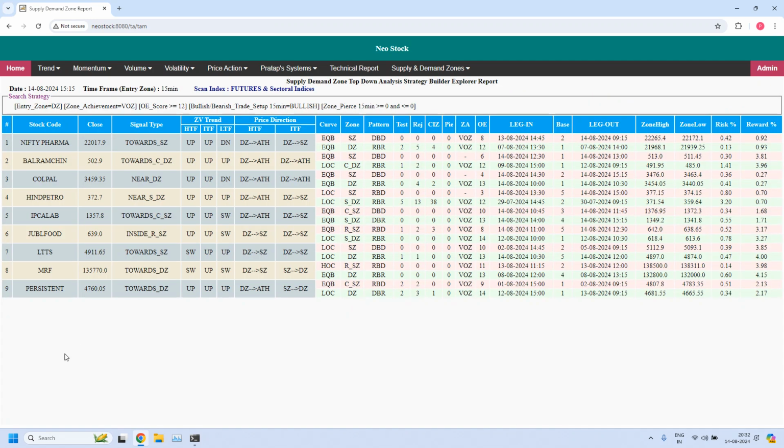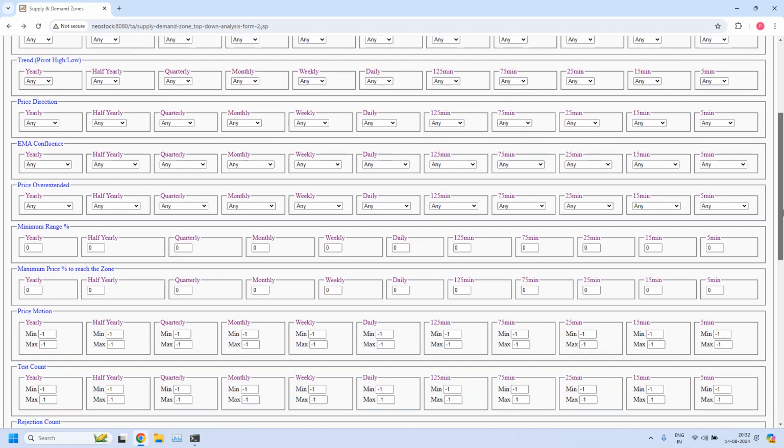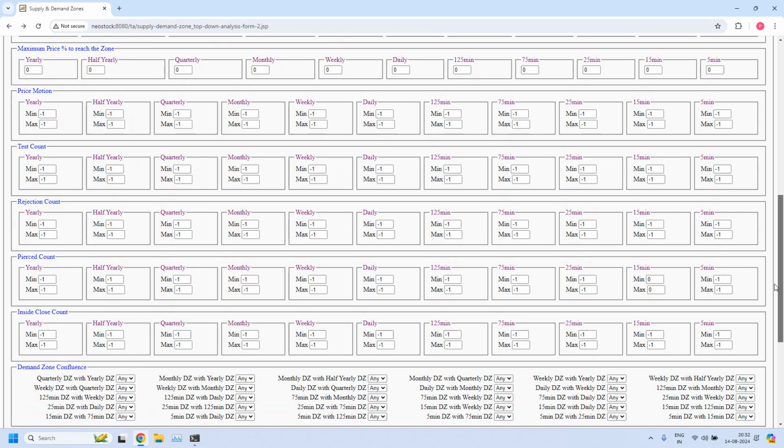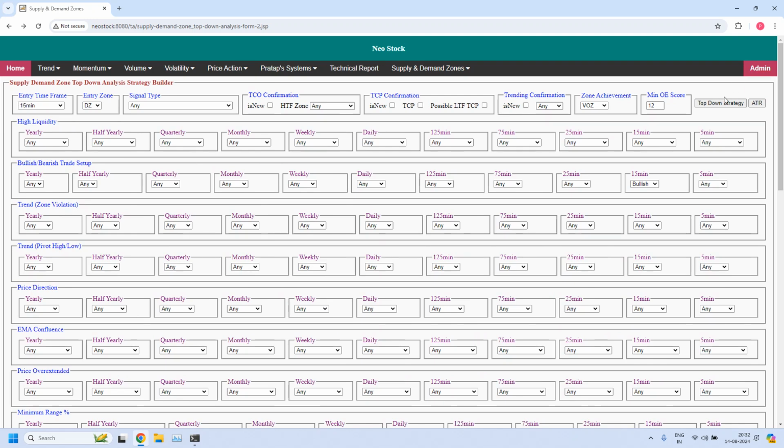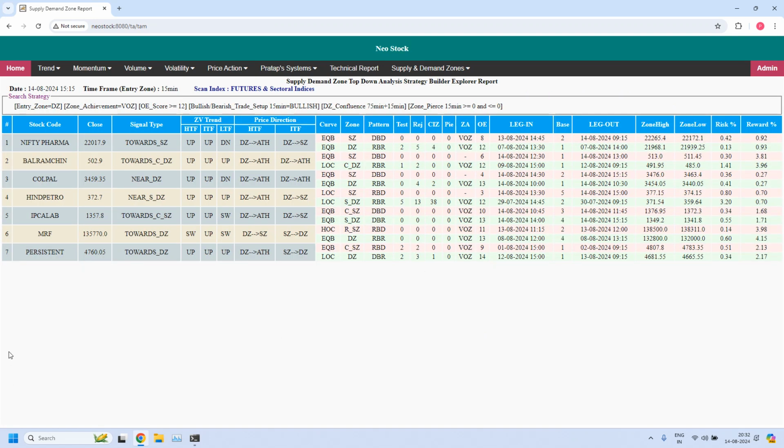Now let's filter the stocks. 9 stocks are filtered. All these 9 stocks are supporting bullish trade setup for daily income trade. So out of these stocks, how many are having confluence with the ITF time frame? For 15 minutes, ITF is 75 minutes. Let's look for 15 minutes and 75 minutes zone confluence, demand zone confluence. So this is the one, the 15 minutes demand zone with 75 minutes demand zone enabled. That is LTF and ITF confluence. So from 9 the list has come down to 7.